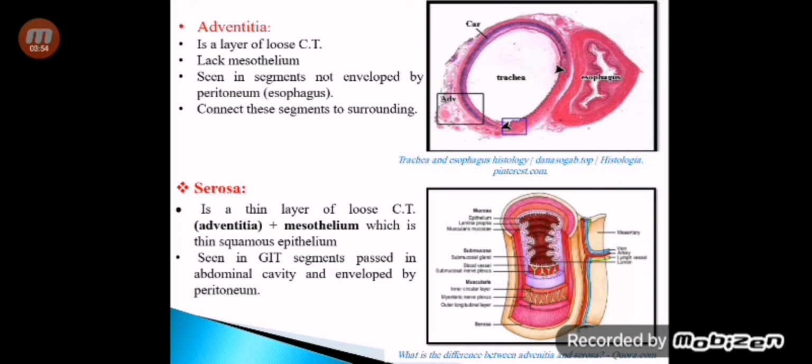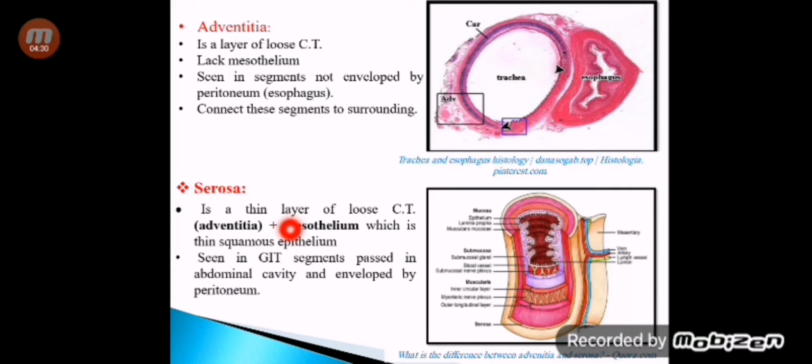This slide shows the differentiation between the Adventitia and Serosa. Adventitia is a layer of loose connective tissue, lacking mesothelium, seen in segments not enveloped by peritoneum, such as the esophagus, the anus, and pharynx, and Adventitia connects these segments to the surrounding structures, as seen in this slide, the esophagus, in which the outer Adventitia layer connects it to neighboring structures such as the trachea.